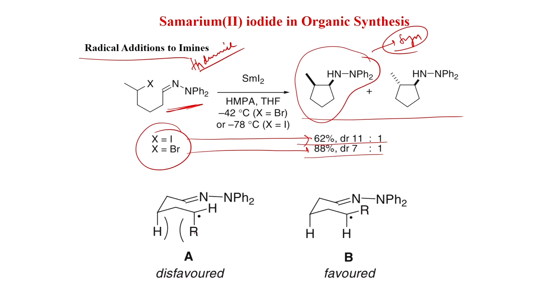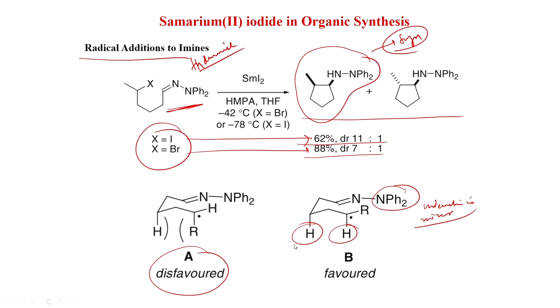Here if you put H and R, then you get an interaction, and this is disfavored. On the other hand, if you put R here, there might be some interaction with the nitrogen, but this group is far. So, this interaction is minimum, or minor here. That is why this hydrogen interaction is also minimum. So, that is why this is favored, and that means this nitrogen and this R will be syn for the imine cases. So, today we have discussed samarium iodide mediated reactions.